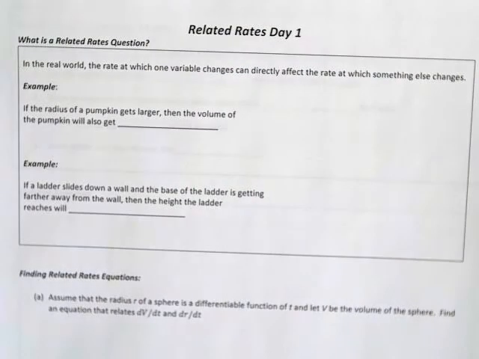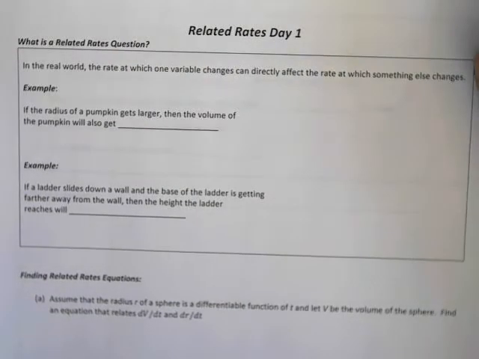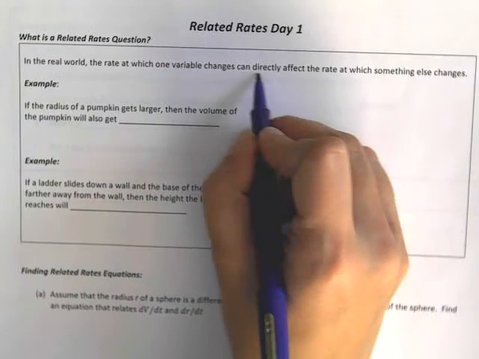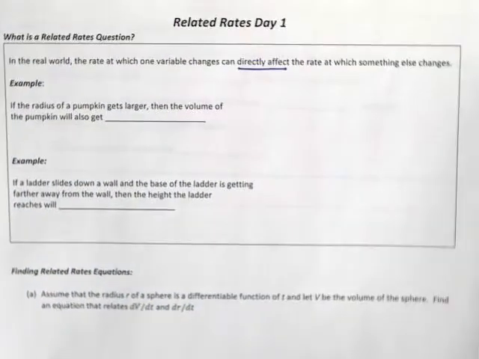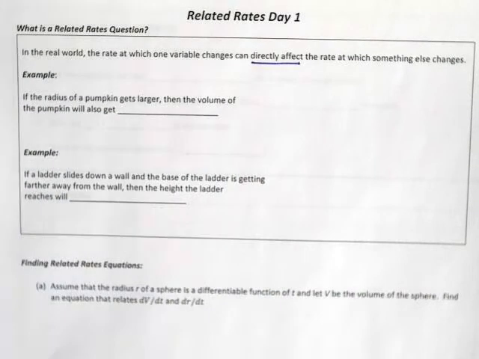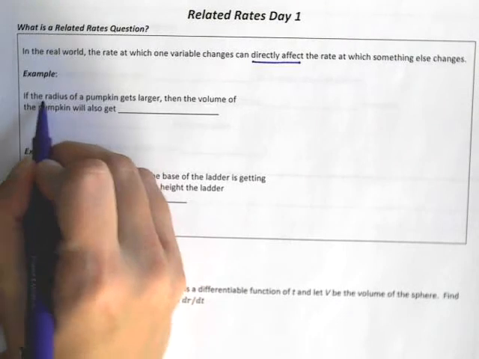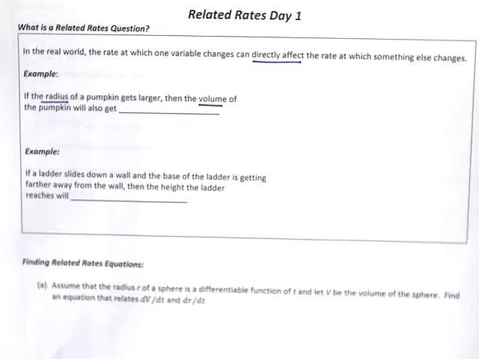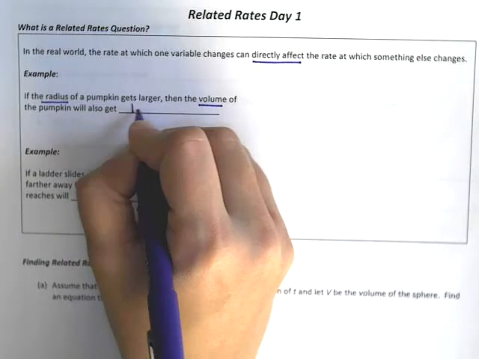So today we're going to be starting a new type of word problems, which are called related rates problems. Here's the idea behind a related rates problem. In the real world, the rate at which one variable changes can directly affect the rate at which something else changes. For example, if the radius of the pumpkin gets bigger, then automatically the volume of the pumpkin will also get larger.